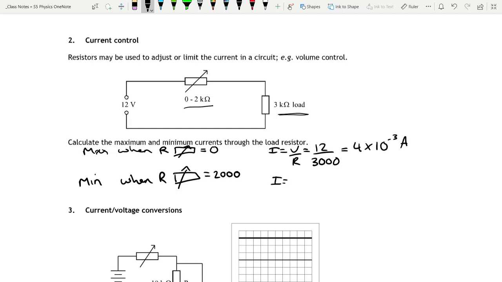So voltage divided by resistance again, so 12 divided by 3000 plus 2000 in this case. So 12 divided by 5000, which is 2.4 times 10 to the minus 3 amps.